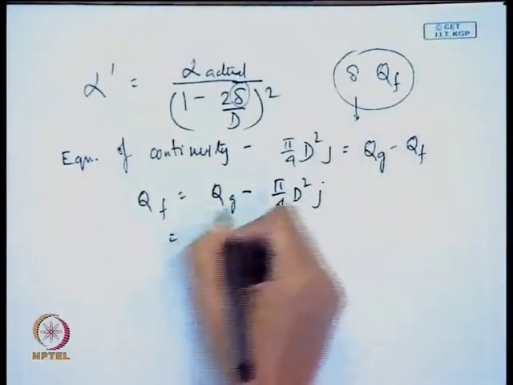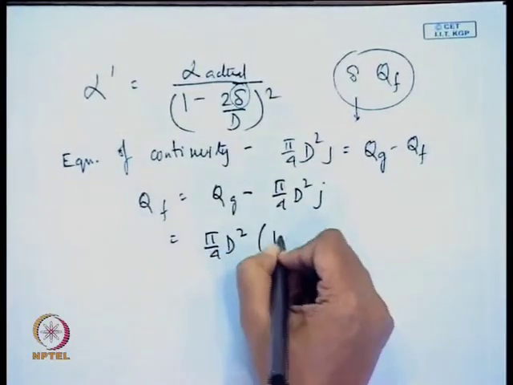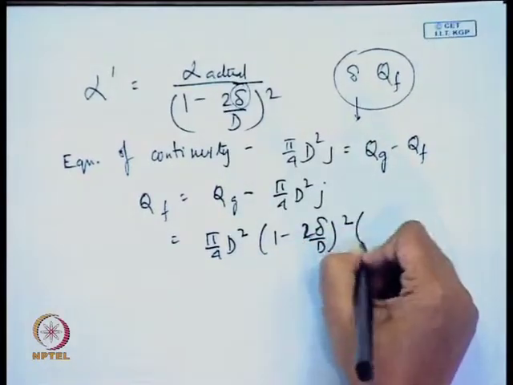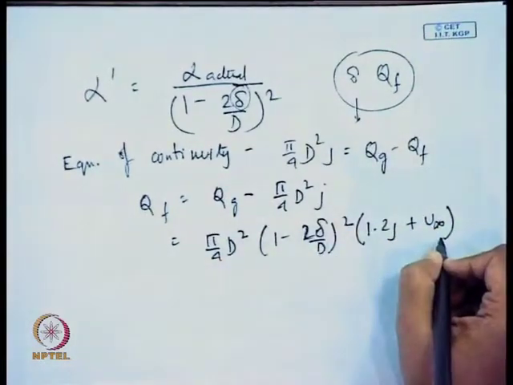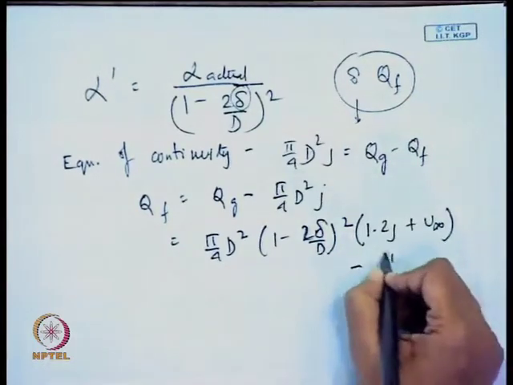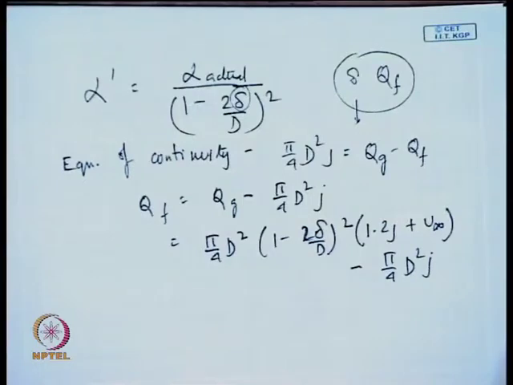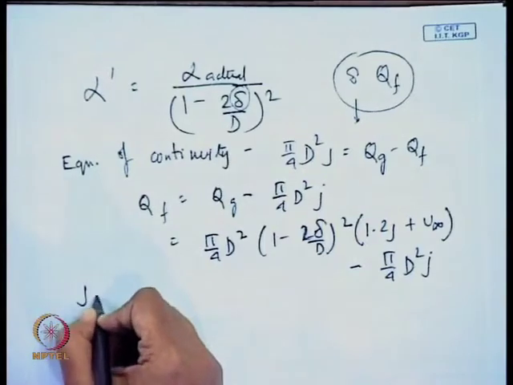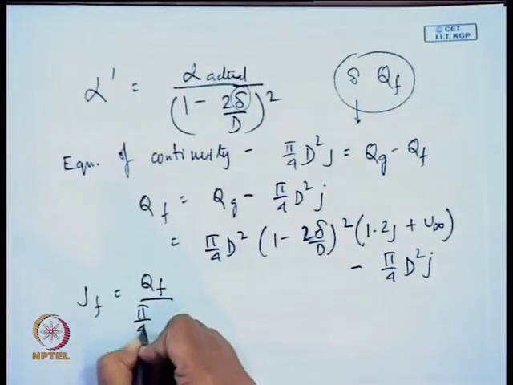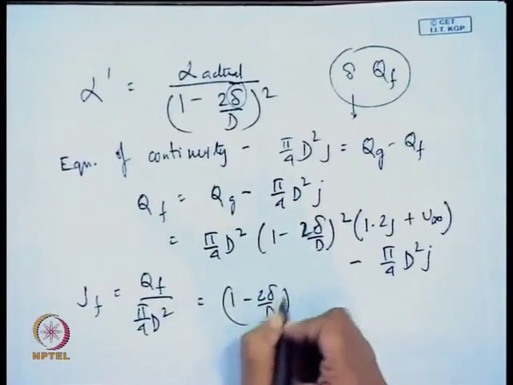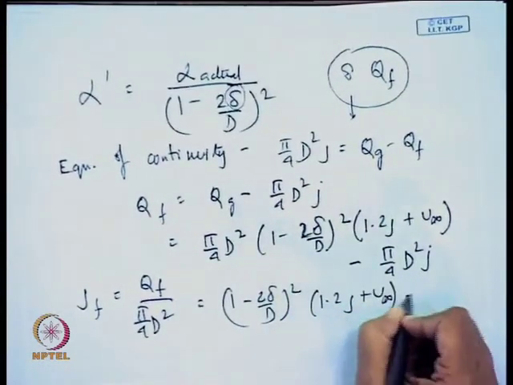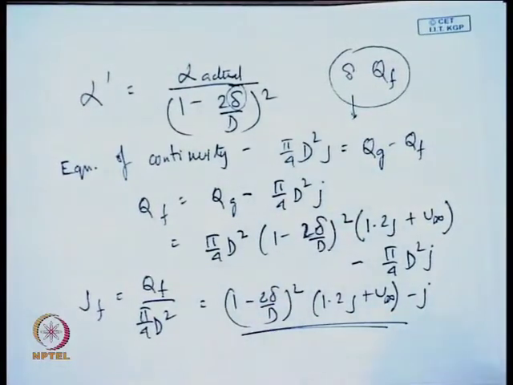Agreed? Or in other words, for this qg we can write pi by 4 d square into 1 minus 2 delta by d whole square, and this into 1.2j plus u infinity. This entire thing gives you qg, yes or no? This minus pi by 4 d square j, right? From the equation of continuity, for the total volumetric flow across any pipe cross section, we can get this particular part. So from there, we get jf. What is that equal to? Qf by pi by 4 d square, correct? So this will be equal to 1 minus 2 delta by d whole square into 1.2 j plus u infinity, minus j. Just note this particular expression.